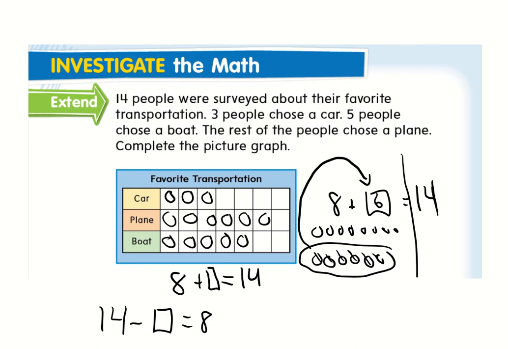And if I'm looking at this right now, boys and girls, I can definitely tell that planes are the favorite for transportation because they have the most circles there. This one has 6, this one has 3, and this one has 5 here on the bottom.